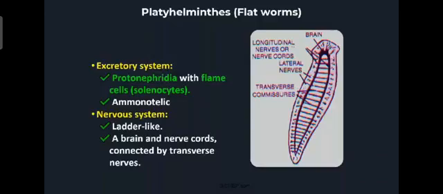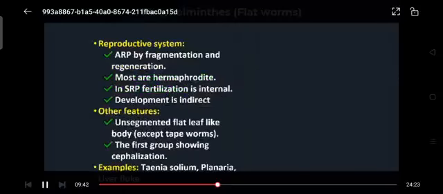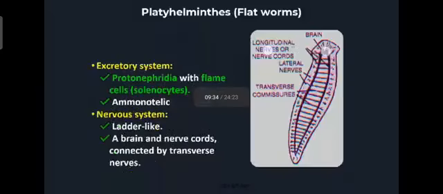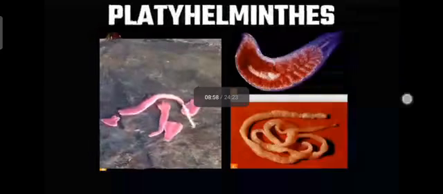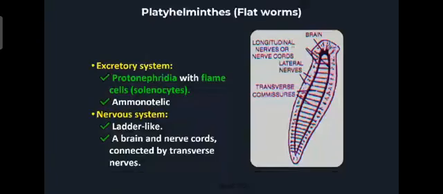Here the brain is there at the top and the nerve cords, whatever that dark color lines are there down, those are the nerve cords. So here it is brain, and these are the nerve cords. So these long two nerve cords are there and these are interconnected by the transverse commissure here. So transverse nerves are there which forms the step like structure. So nervous system is ladder like here with the brain and nerve cords which are connected by the transverse nerve. So that is about the nervous system.